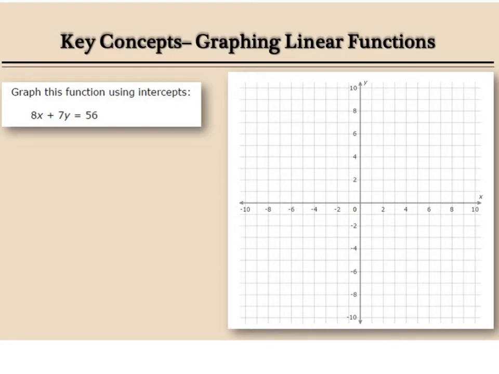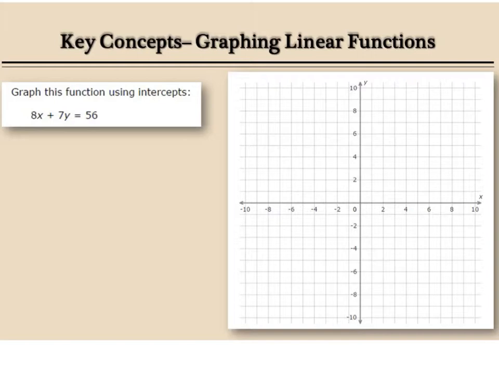Our next problem says graph this function using intercepts. That means we want to know what y is when x is 0 and what x is when y is 0. So it's pretty easy because when you multiply something times 0, you get 0.